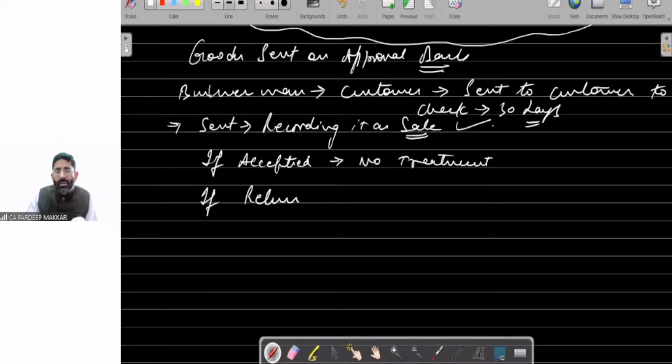If he returns it, that is, he is not going to accept it and returns within the specified period, then we will treat it as a return inward. Sale return, return inward. The treatment is known to everyone. There's no worry, I assume.